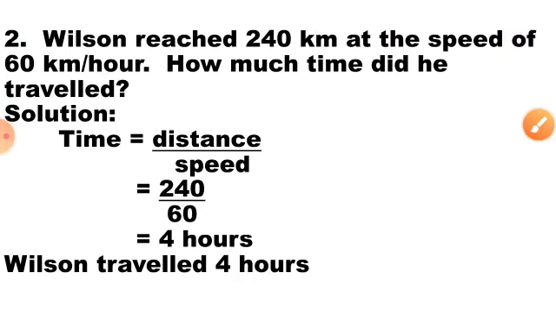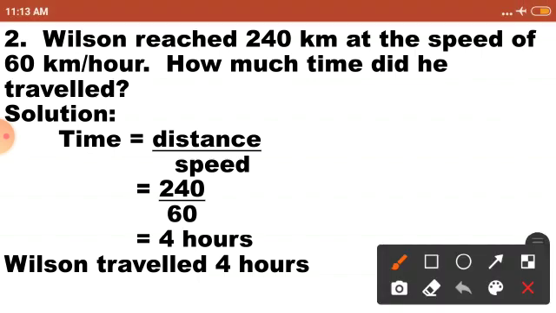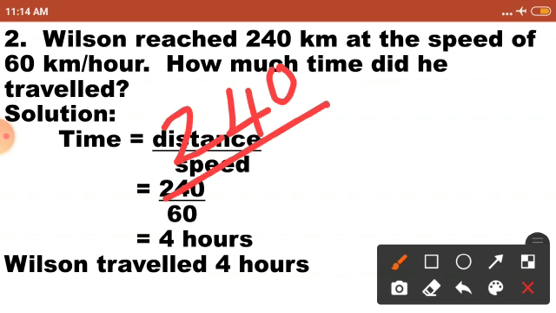Let's see the second example. Wilson reached 240 km at the speed of 60 km per hour. How much time did he travel? Here also they are asking about the time. So first you need to write the formula. Time is equal to distance divided by speed. And what's the distance they gave you here? 240, right? So you have to write 240 divided by, what's the speed they gave you here? It is 60. So you have to write here 60.